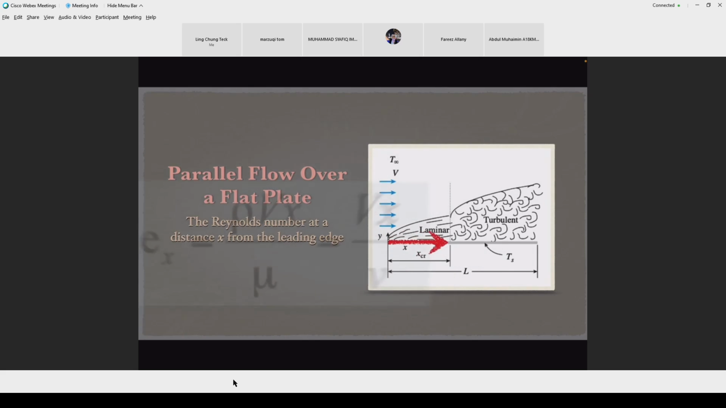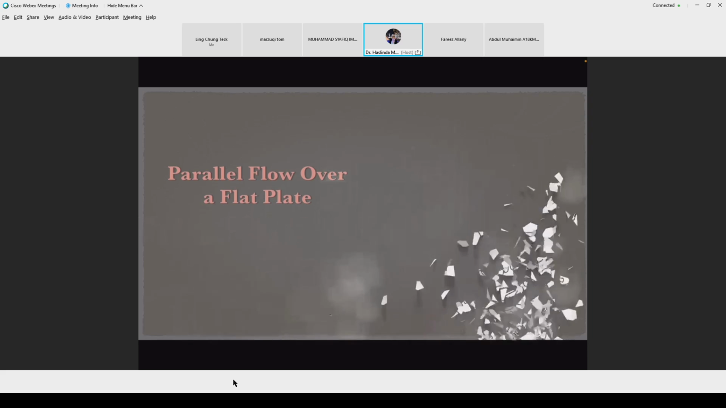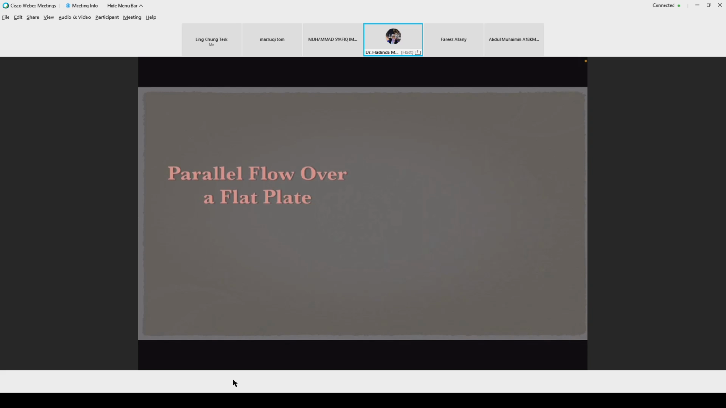So we call it leading edge is x equal to 0. Itu is leading edge. Kalau x equal to L, kita panggil trailing edge. I hope all of you know about that. Okay, sometimes in the question they use that term.